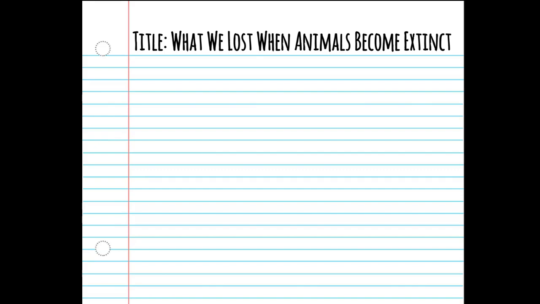Our first step for this activity is going to be to write the title of the article on the top of the paper. The title for the article we're reading today is called What We Lose When Animals Become Extinct. Read that title with me now. What we lose when animals become extinct. While we read this article, we're going to go through and summarize what is happening in each of the subheadings. Again, I'll show you how we'll set up the rest of the paper in a minute.